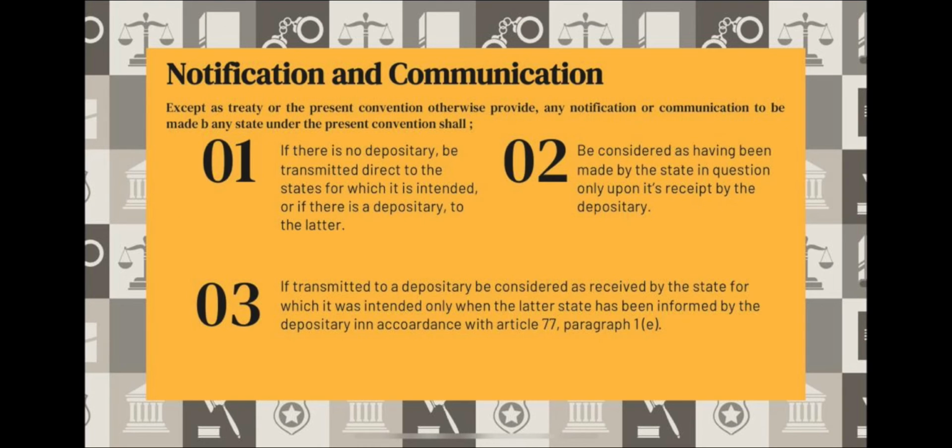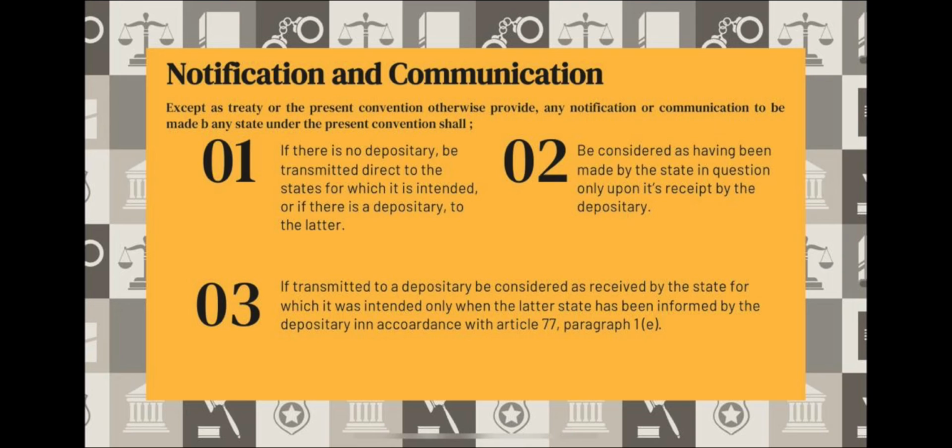Notification and communication. Except as the treaty or the present convention otherwise provides, any notification or communication to be made by any state under the present convention shall, first, if there is no depository, be transmitted direct to the state for which it is intended, or if there is a depository, to the latter.